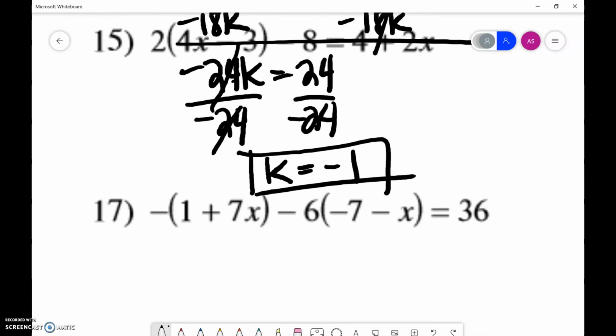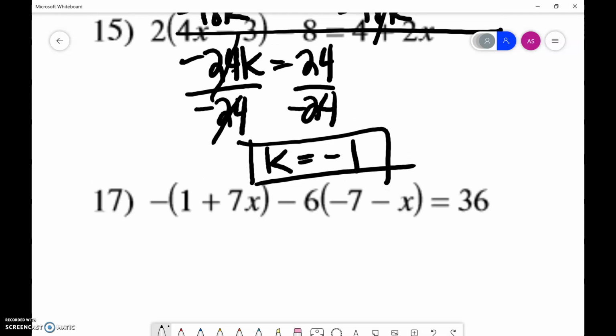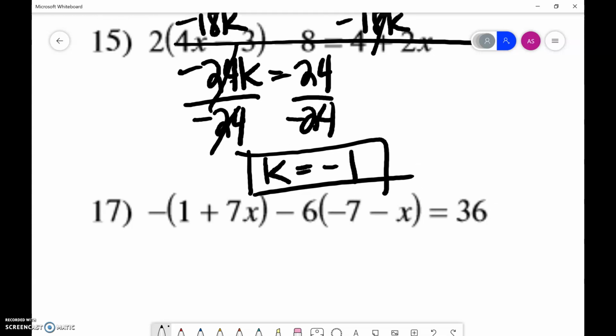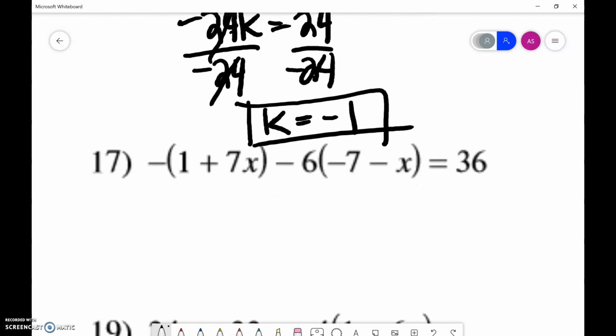All right. Now this next one, it looks kind of hard, but it's actually not that bad, okay? You can just break this up to make it look like it's 2 separate problems. So again, if you need to add in that imaginary 1, go ahead. And it's going to become the opposite. So I'm going to have -1 minus 7x.